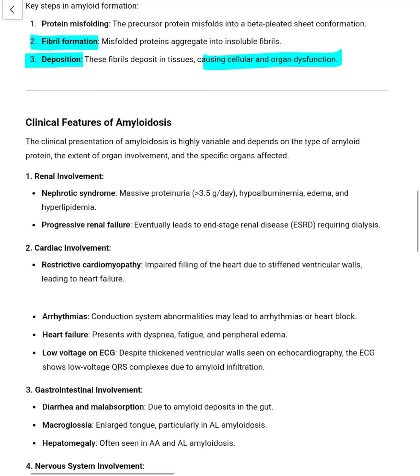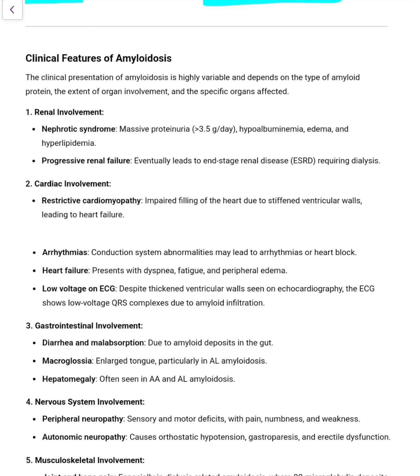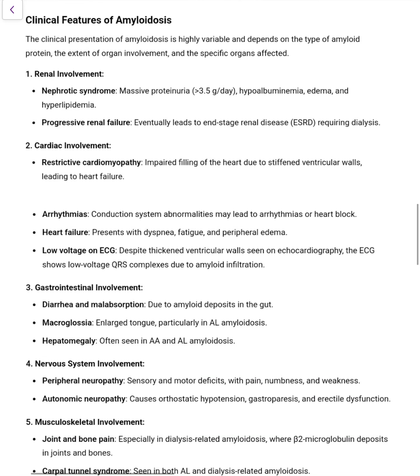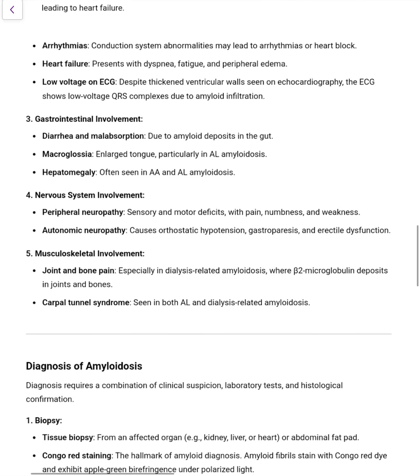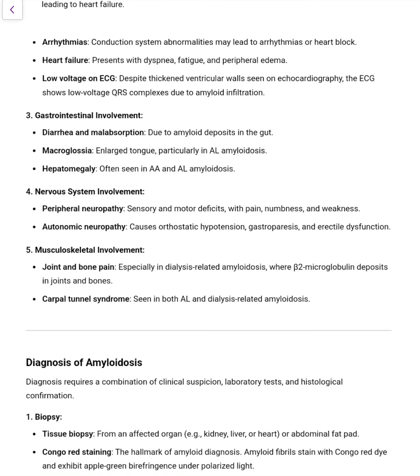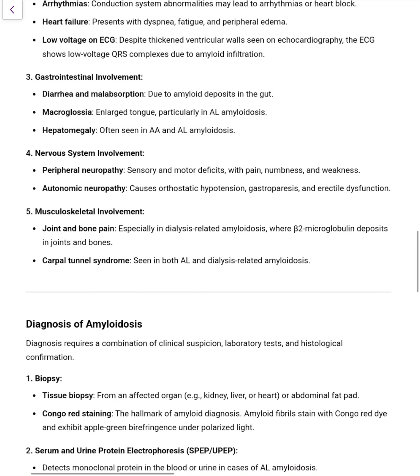Okay, now coming to the clinical features which we just discussed. Renal involvement will cause nephrotic syndrome or progressive renal failure. Cardiac involvement will cause restrictive cardiomyopathy, arrhythmias, heart failure or low voltage on ECG. Gastrointestinal: diarrhea, malabsorption, macroglossia, hepatosplenomegaly. Nervous system: peripheral neuropathy, autonomic neuropathy. Autonomic neuropathy will cause orthostatic hypotension, gastroparesis and erectile dysfunction.